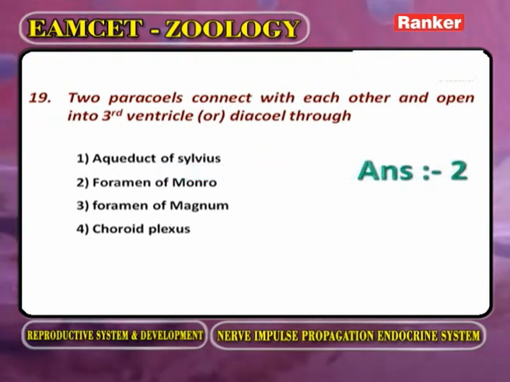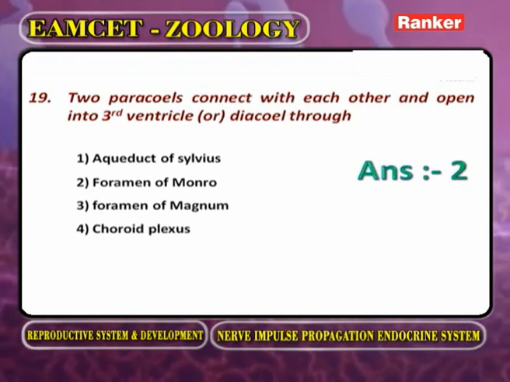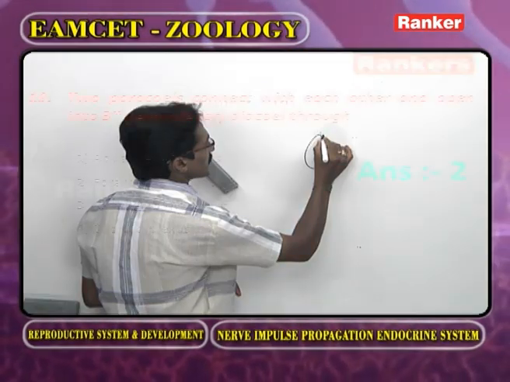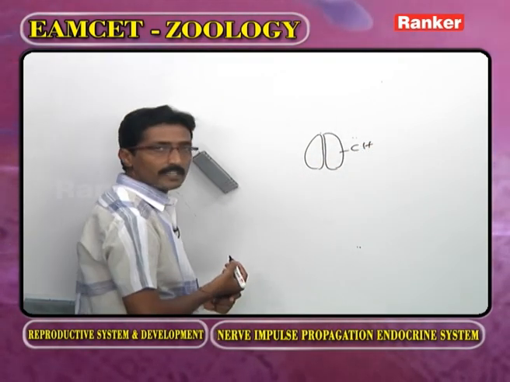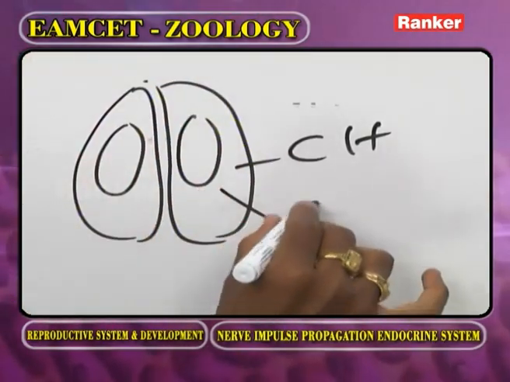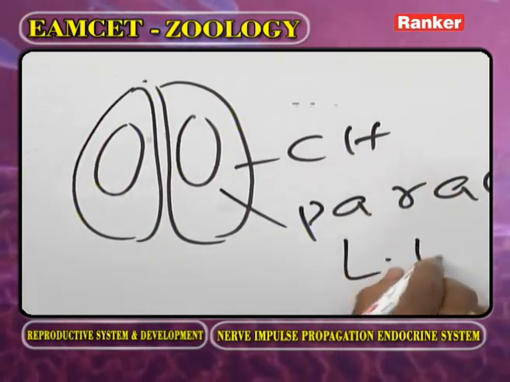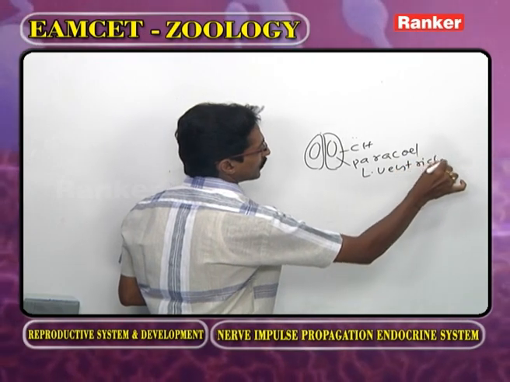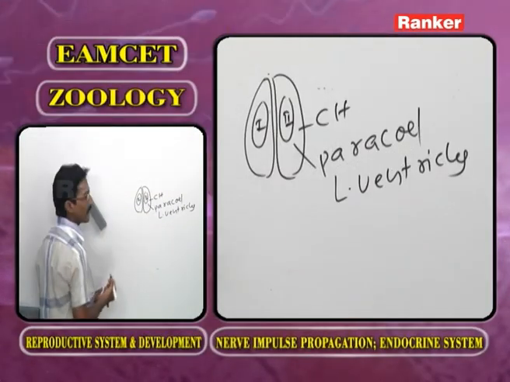Two paracoels connect with each other and open into the third ventricle through... Now, this part we call one cerebral hemisphere, and this one we call another cerebral hemisphere. In the cerebral hemisphere, the cavity present we call the paracoel. They are also called the lateral ventricles. They are numbered as first ventricle, second ventricle.